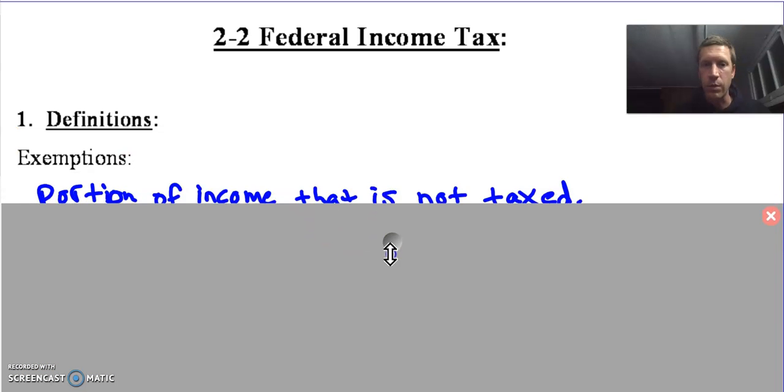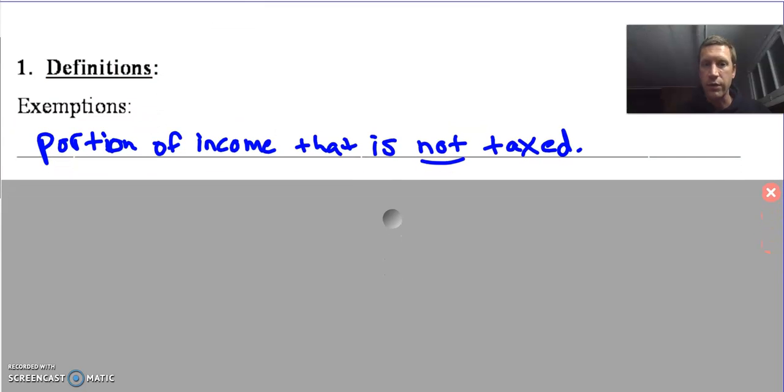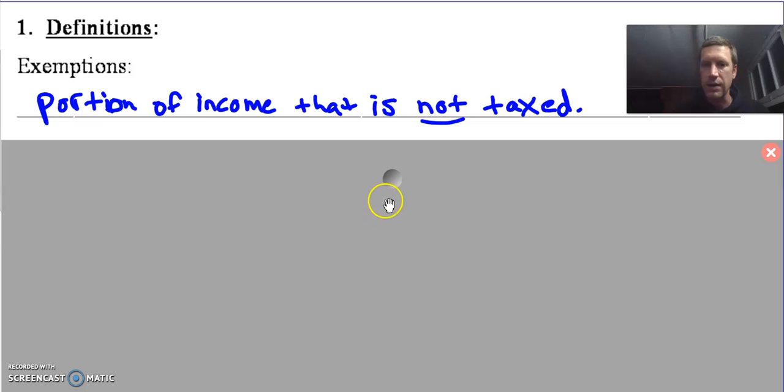So first thing, let's go over a couple of examples. An exemption is simply part of your income that is not taxed. The government allows for you to exempt some money, or basically hide some of your money in a legal way, so that it doesn't get taxed. This allows, for people that don't make a whole lot of money, their first dollars that they make to be untaxed, so they can afford to put food on the table, pay their rent, clothing, things like that.